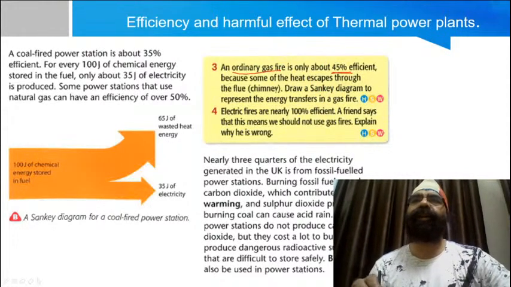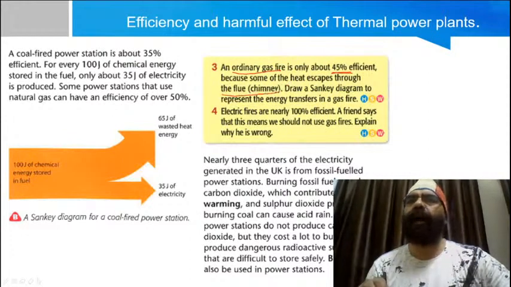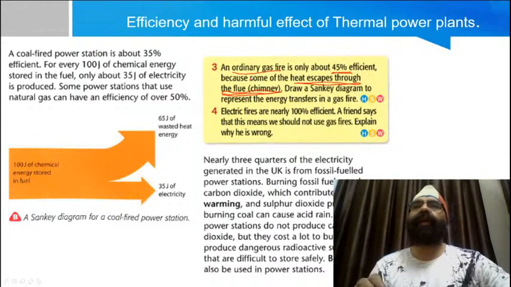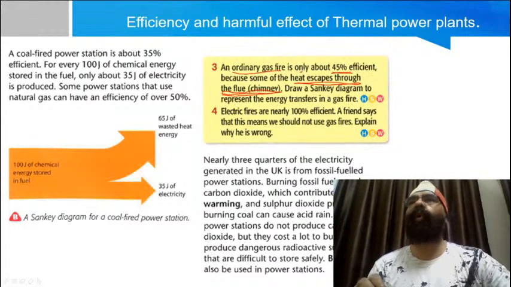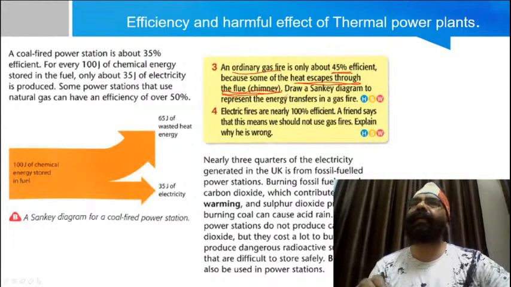Okay, so let's read it out. Because some of the heat escapes through the chimney. How does it escape through the chimney? The air that is surrounding gets heated up. When the air gets heated up, it rises and goes out of the chimney, and the cold air in the surrounding area takes its place, and the process continues. Now this cold air also is heated, and it again escapes out of the chimney.